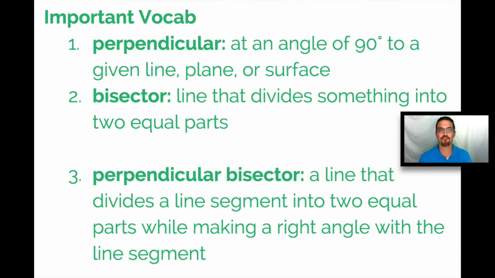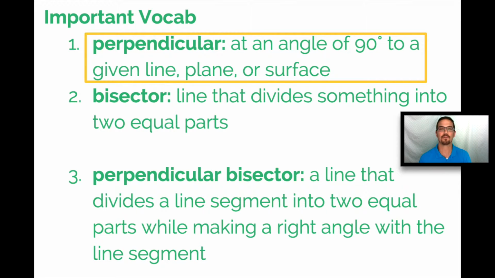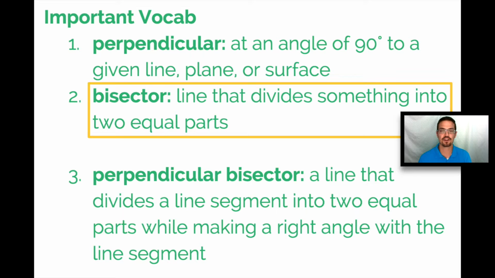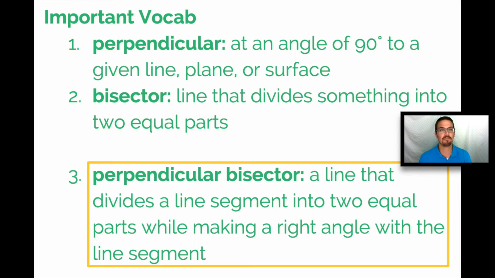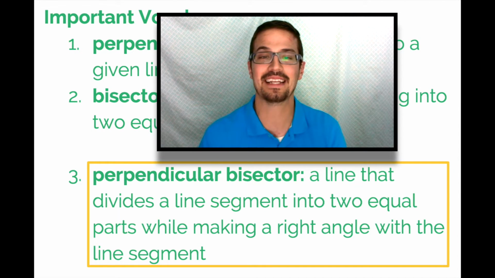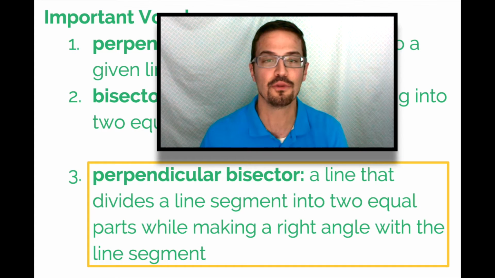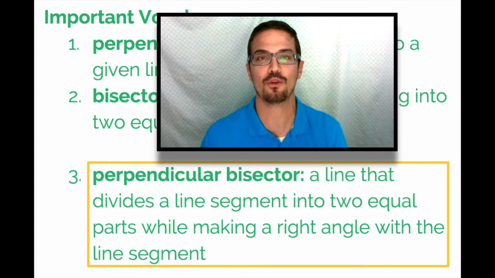Before showing you how to do this, we need to go over some important vocabulary terms. The first term we're going to talk about is perpendicular. Perpendicular basically means, as an adjective, at an angle of 90 degrees to a given line, plane, or surface. The next vocab term is bisector. Bisector is just a line that divides something into two equal parts. And lastly, if we combine those, a perpendicular bisector is basically a line that divides a line segment into two equal parts while making a right angle with the line segment.